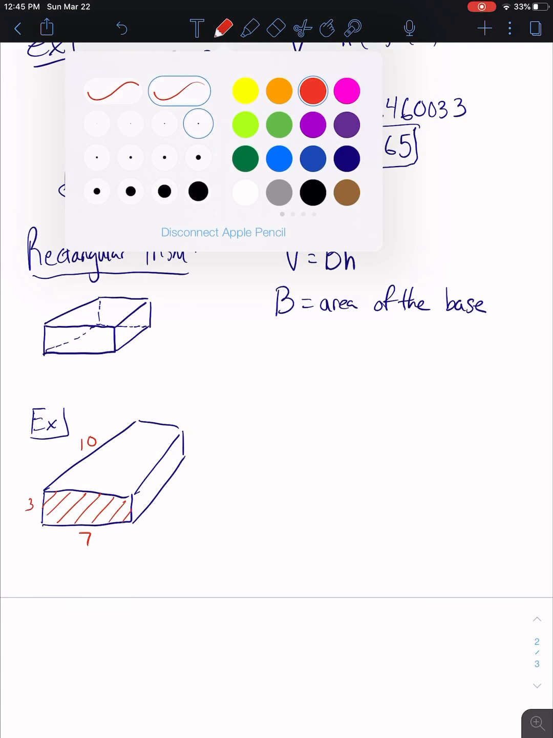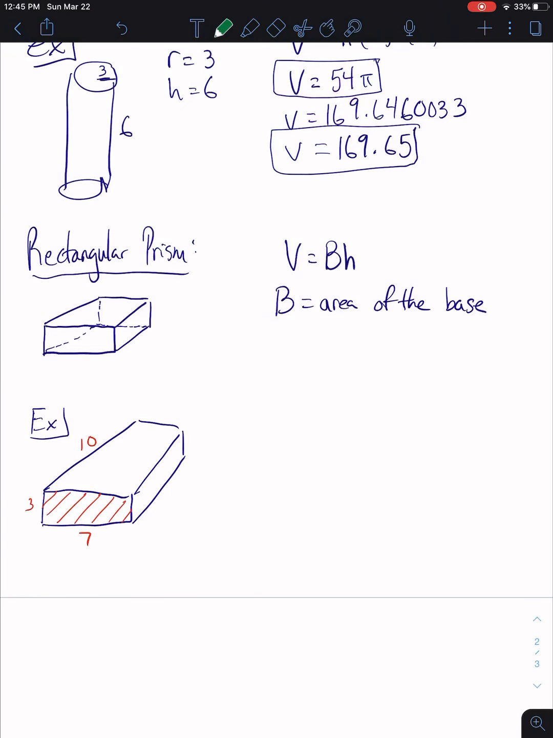So the first thing that we need to do is we need to calculate the area of the base. So B is going to be the area of the base. The base is a rectangle, meaning that our area is just length times width. So for us here, our base is just 3 times 7, which is 21.